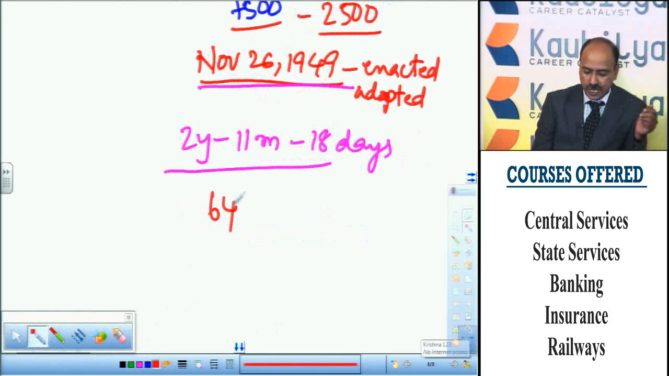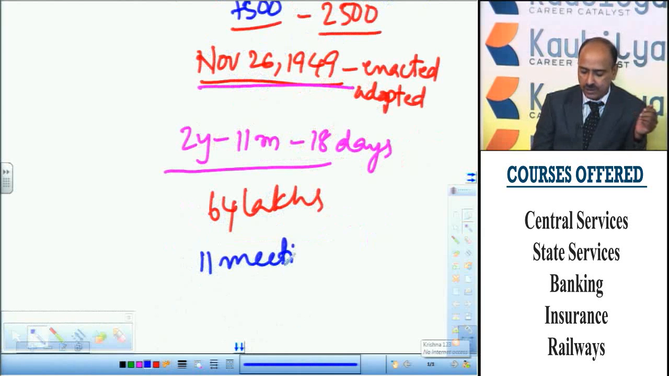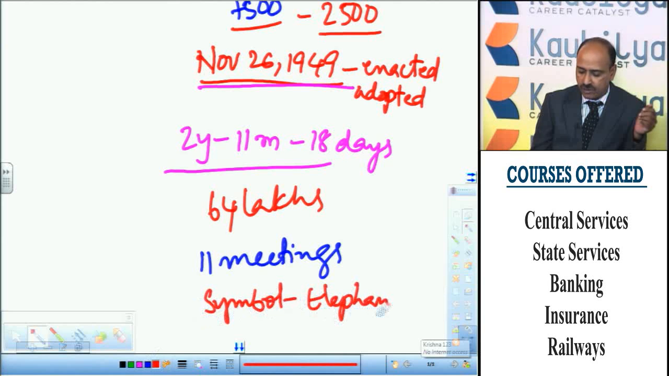A total of 64 lakhs was spent to draft our Constitution, and 11 meetings were conducted. All meetings were conducted in Delhi. The symbol of our Constituent Assembly was the elephant. Why did we take the elephant? Our Constitution was the biggest constitution in the world. That's why we took the elephant.